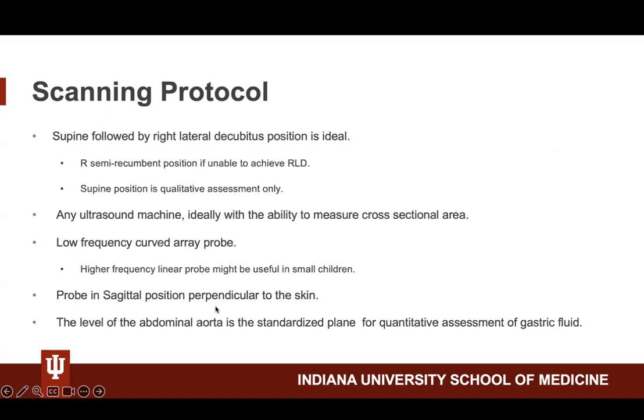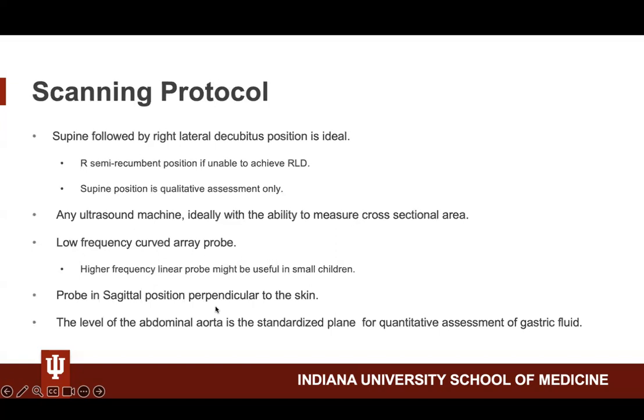Assessment is done by visualizing the antrum in the supine position, followed by the right lateral decubitus position. This is due to gravity shifting gastric contents towards the distal part of the stomach. This might be especially important if trying to visualize gastric contents in a low gastric volume state. It is important to note that quantitative assessment can only be done in the right lateral decubitus position.